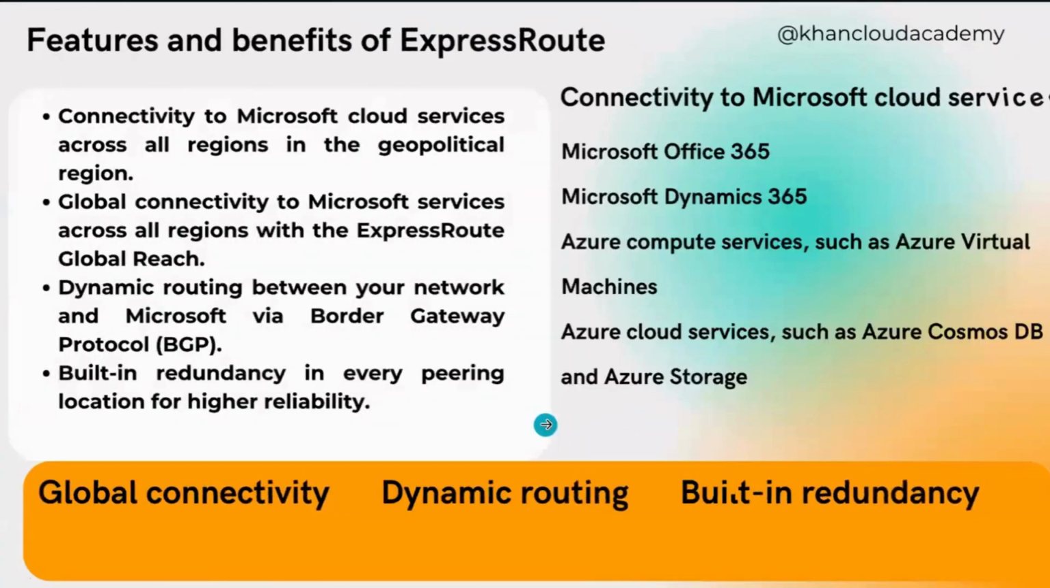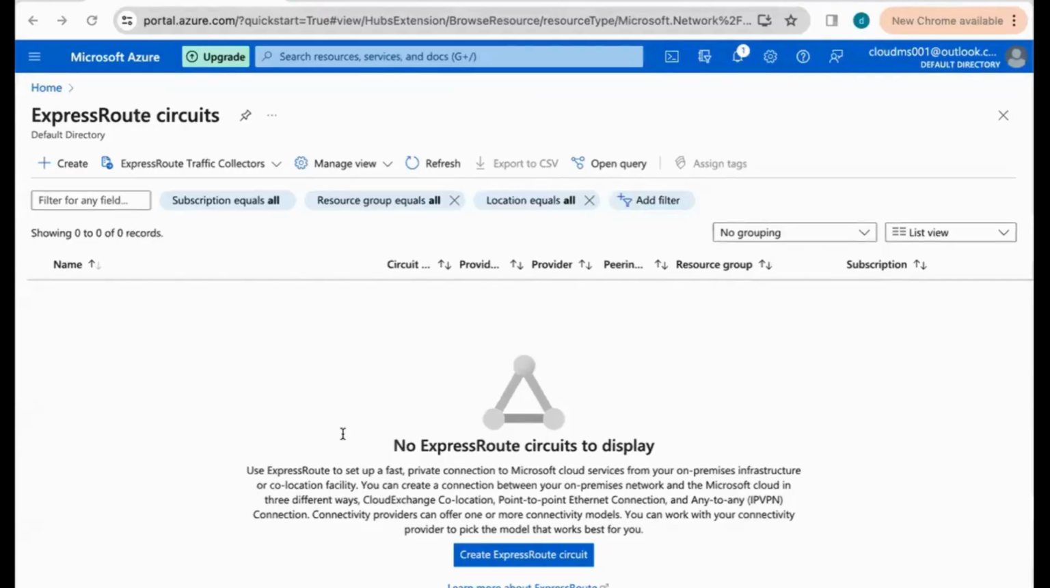So yeah, let's discuss a little bit about the features and benefits of ExpressRoute. Connectivity to Microsoft cloud services across all regions in the geopolitical region. Geopolitical means many kinds of things. You can even connect your data center from anywhere, and you can utilize the connectivity to Microsoft cloud services: your compute services, your PaaS solutions, your databases, and Azure storage as well. So this is global connectivity, dynamic routing, and built-in redundancy. Let me discuss a little bit on this part.